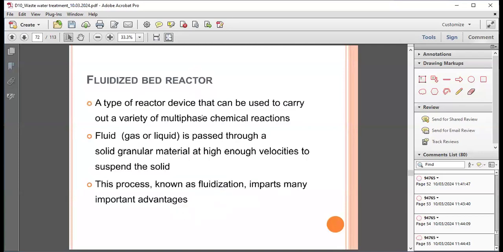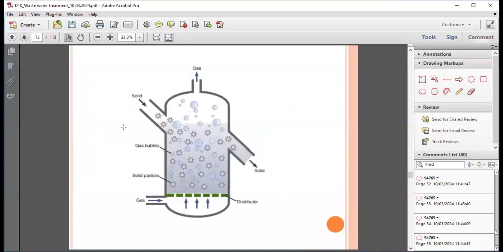This is the fluidized bed reactor, right? This one, the solid particles, gas. It can remove the solid particles also. This one, the gas.